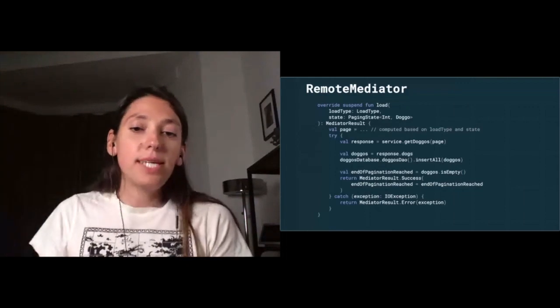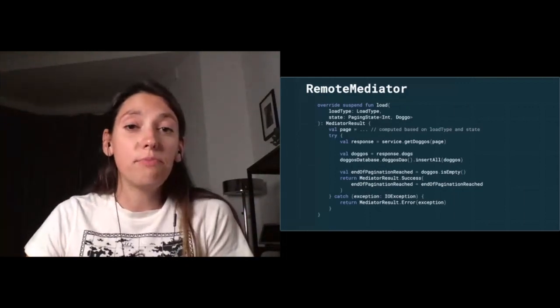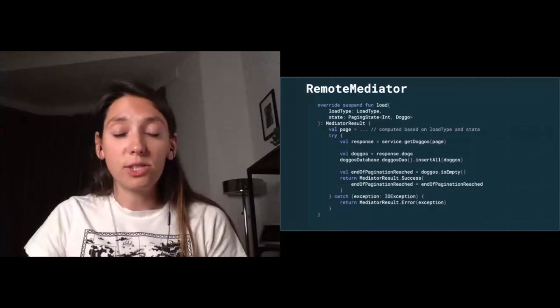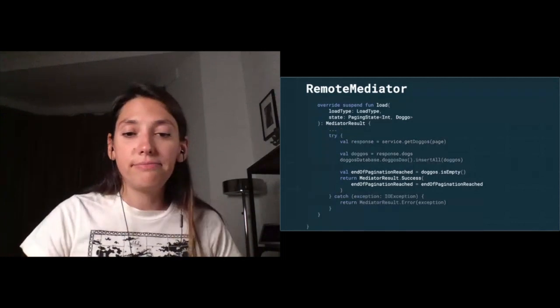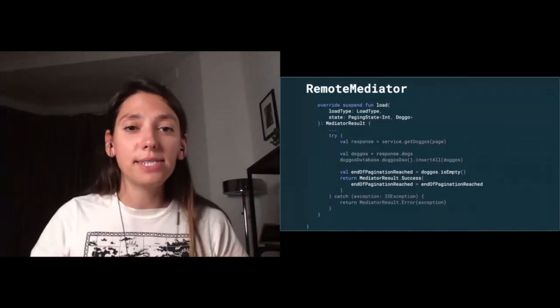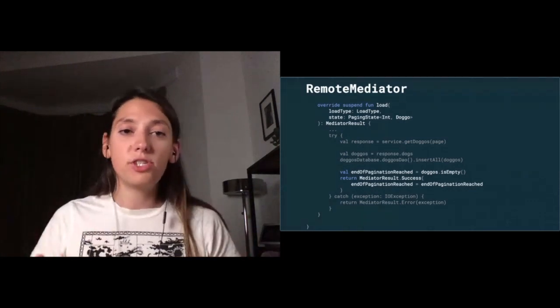So after we save the data in the database, we'll also have to inform Paging whether there is more data to load or not. So for example, if there are no more doggos back from the service, then we know we've reached the end of the list.